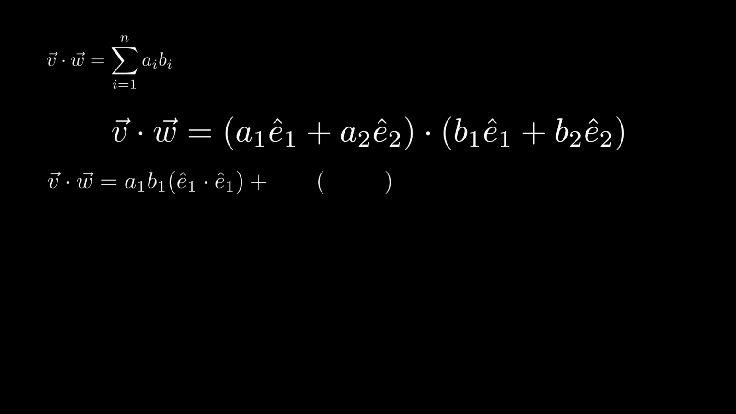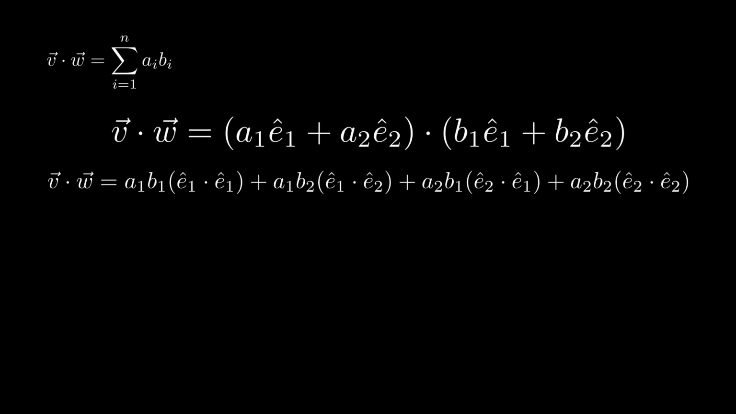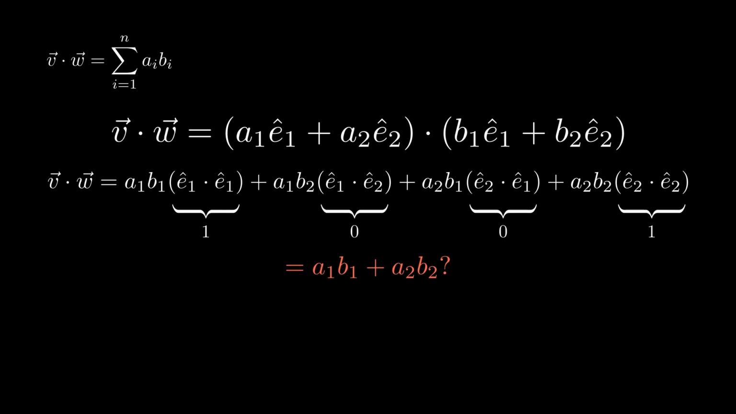So we can distribute the dot product through the parentheses. We can then pull the coefficients out front, since the dot product in each term only affects the unit basis vectors. This leaves the expression on screen. But wait a minute, by definition, we said that this must be equal to a1b1 plus a2b2. The only way for that to be true is if the dot product of each of these basis vectors obeys this. So when the subscripts match, it needs to be equal to 1, and similarly, if they don't match, it needs to be equal to 0.